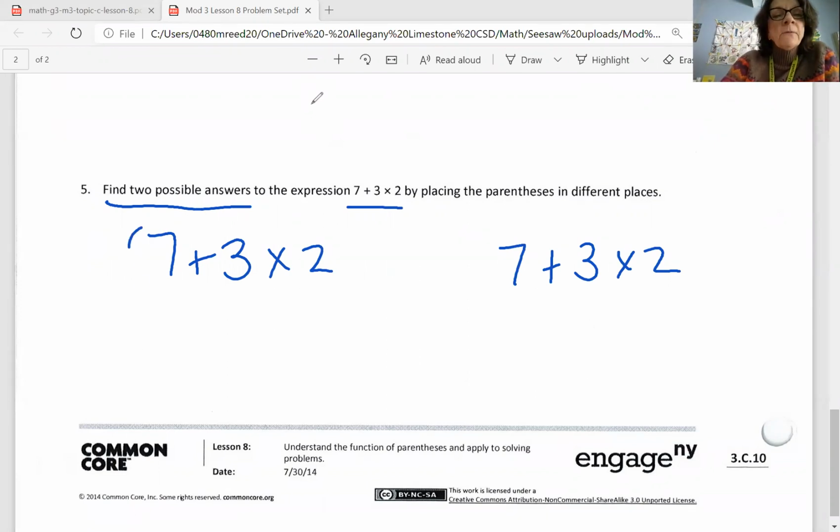So in my first one, what I'd like you to do is put your parentheses around 7 plus 3, solve that, get your answer. And in the second one, put your parentheses around 3 times 2, find your solution for that one and write your answer.